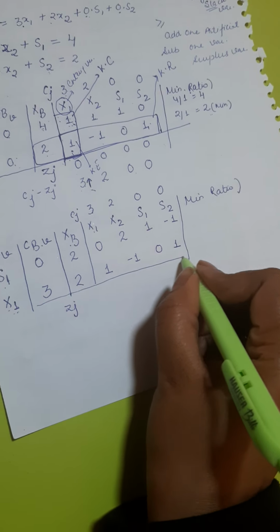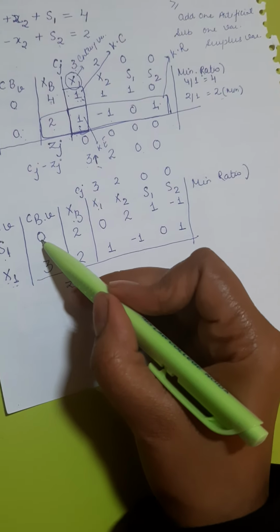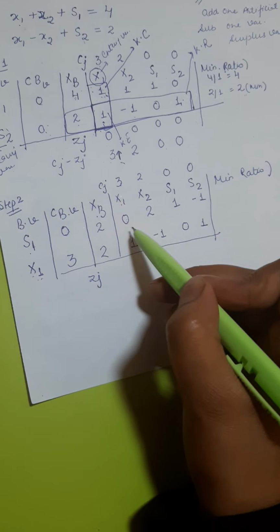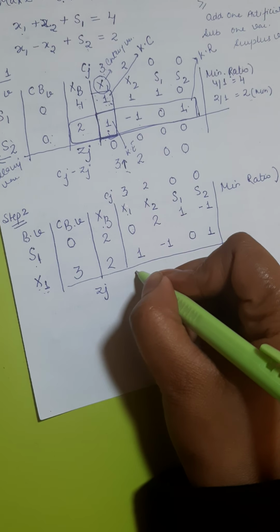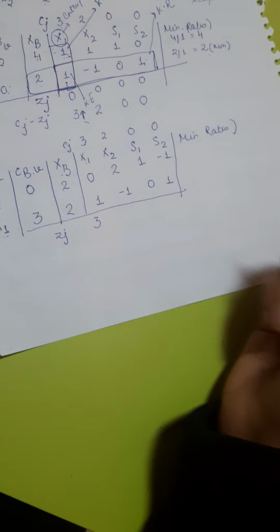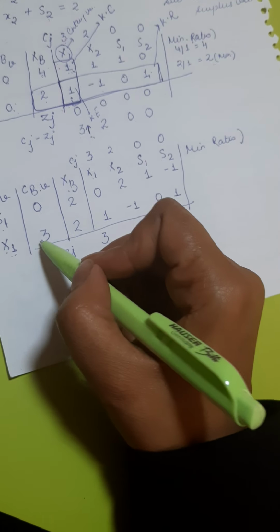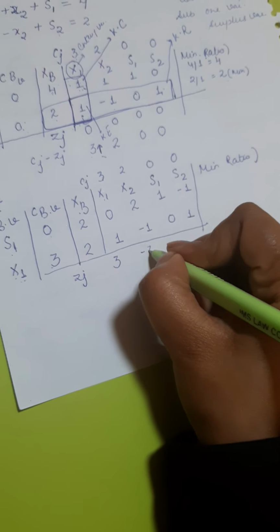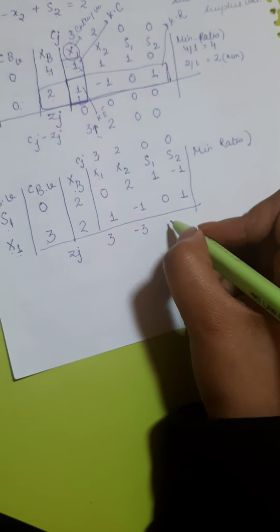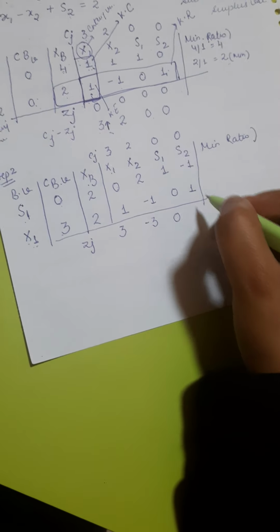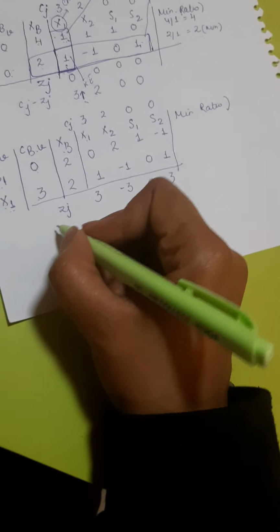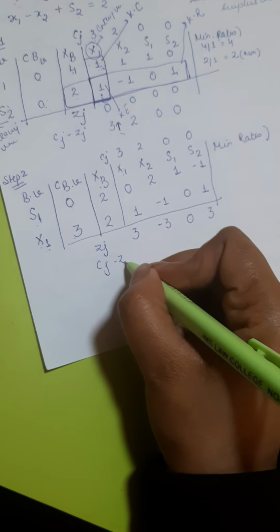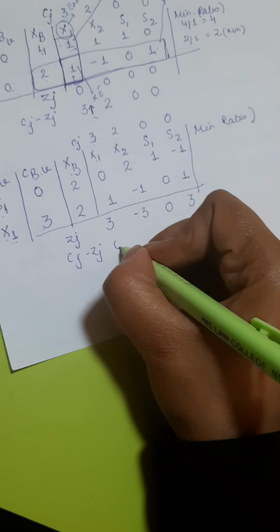Now again find Zj. The method to find Zj is CB into this: 0 into 0 plus 3 into 1, the first value comes to 3. 0 into 2 is 0 plus 3 into minus 1, that is minus 3. 0 into 1 is 0, this is 0 and this is 3. Now next is Cj minus Zj: 3 minus 3, 0.